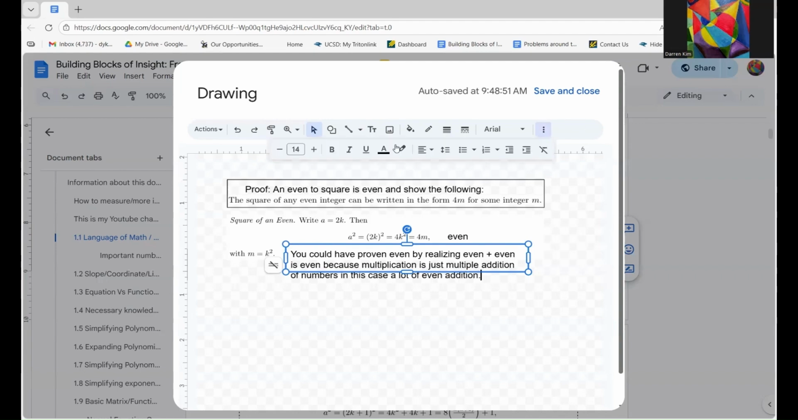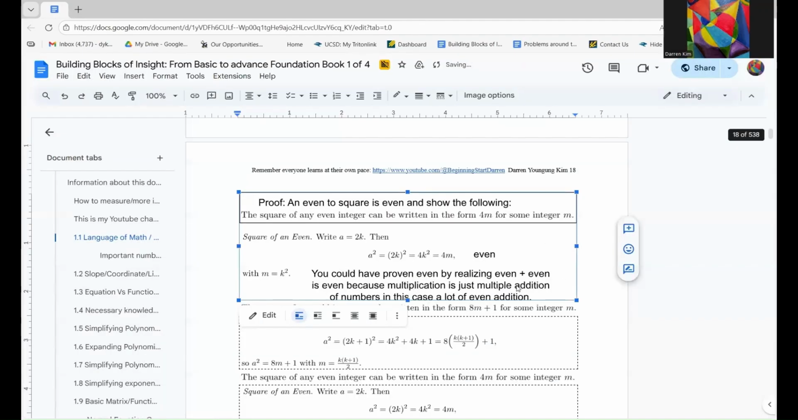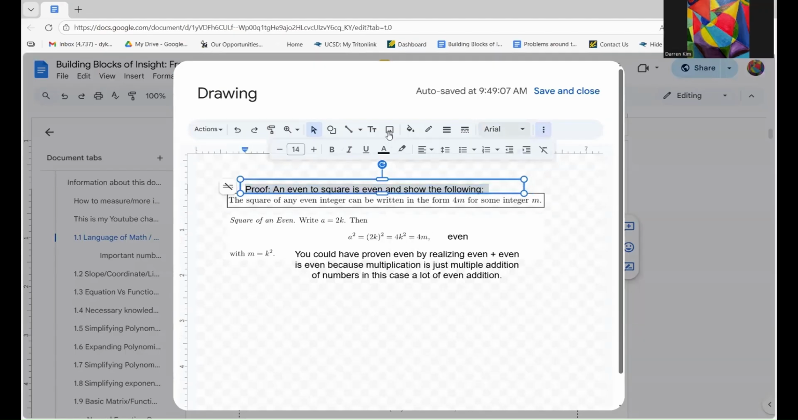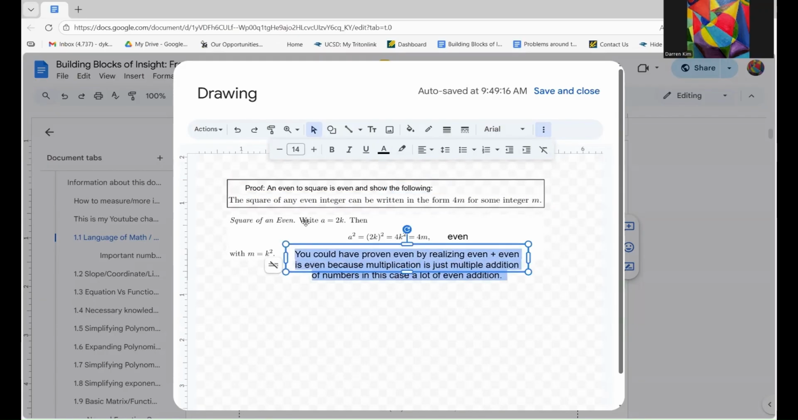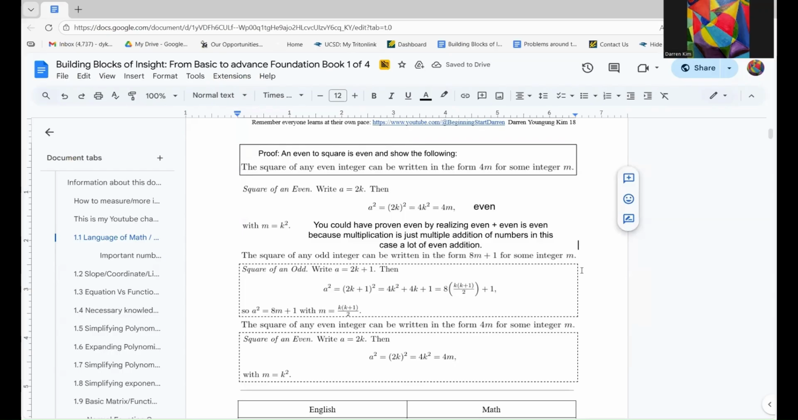Wait, that should do the trick. Yeah. So in reality, there's multiple ways to prove it, and I only showed one, and I'm fine with only showing one, honestly. You could also prove it by saying even plus even is even because multiplication is just multiple addition of numbers. In this case, a lot of even numbers. Same with the square of odds is adding a lot of odd numbers, which means this is going to be odd.